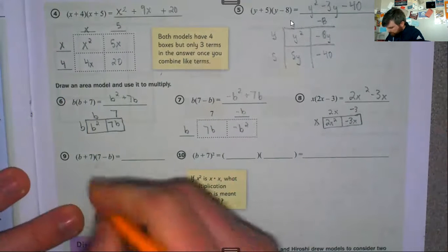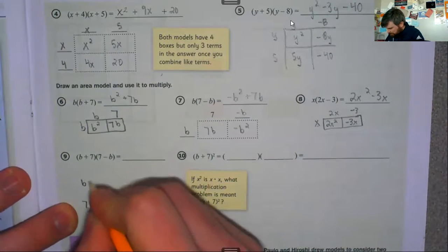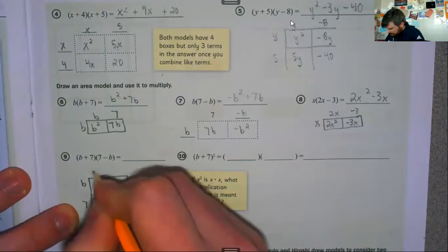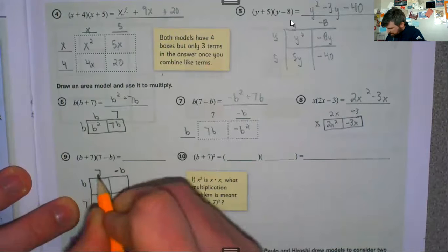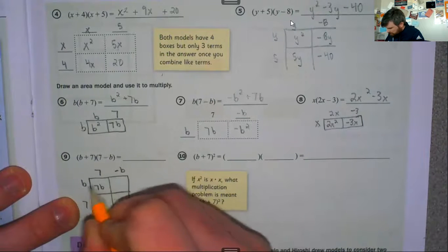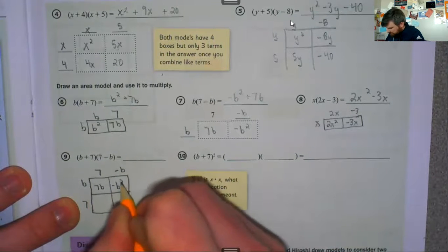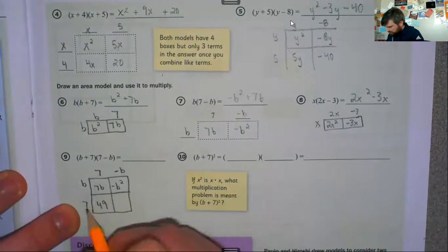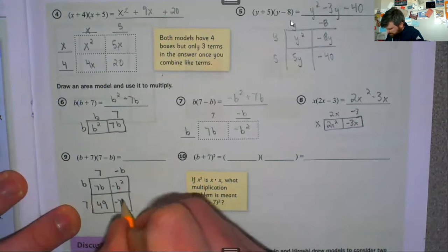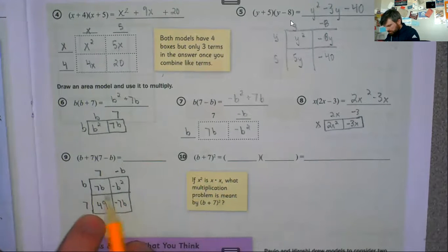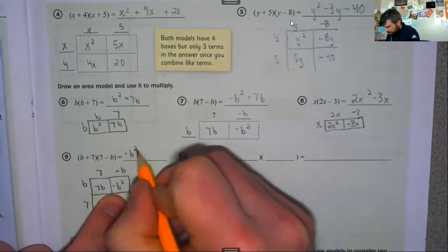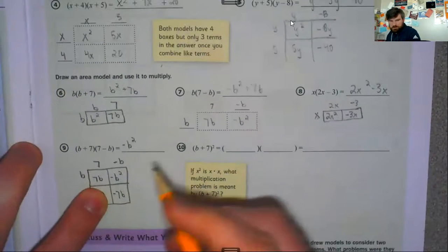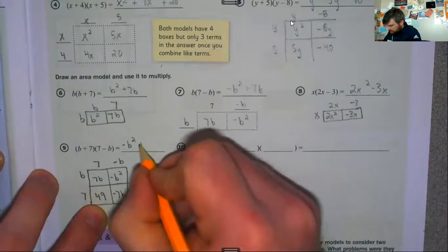Here's a little bit bigger one. You have b and 7, and 7 and negative b. So b times 7 is 7b. B times negative b is negative b squared. 7 times 7 is 49. And 7 times negative b is negative 7b. Okay, here we'll start with negative b squared. And then 7b minus 7b, those go away. 7 minus 7 is 0, so you don't have to write that. And then you have plus 49.